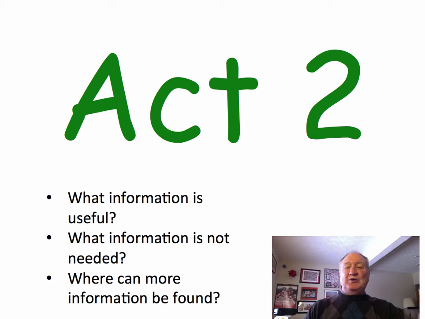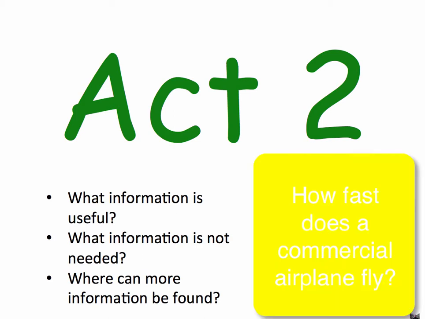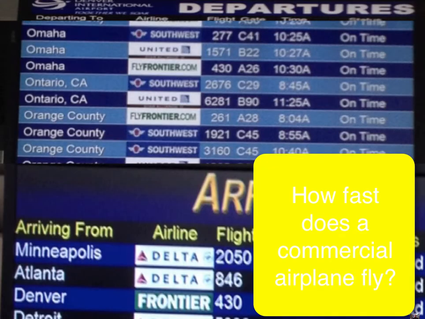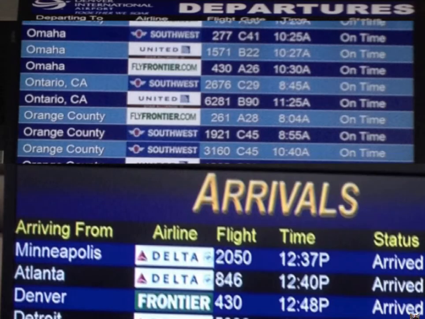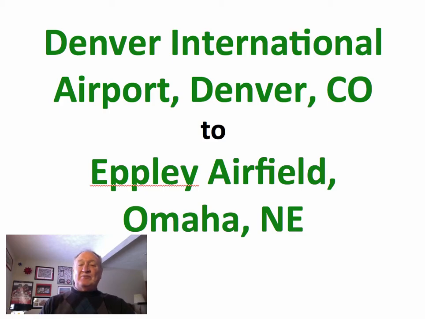Act two is where you develop the question and find some other information that's necessary. So in this case, we're going to look at going from Denver International Airport to Omaha Eppley Airfield, and you could just think about the time that it takes, which requires a little bit of work. But the question that I would pose, that I've always been curious about, is how fast does a commercial airplane fly? Okay? So going from Denver International Airport to Eppley Airfield in Omaha, Nebraska, right?